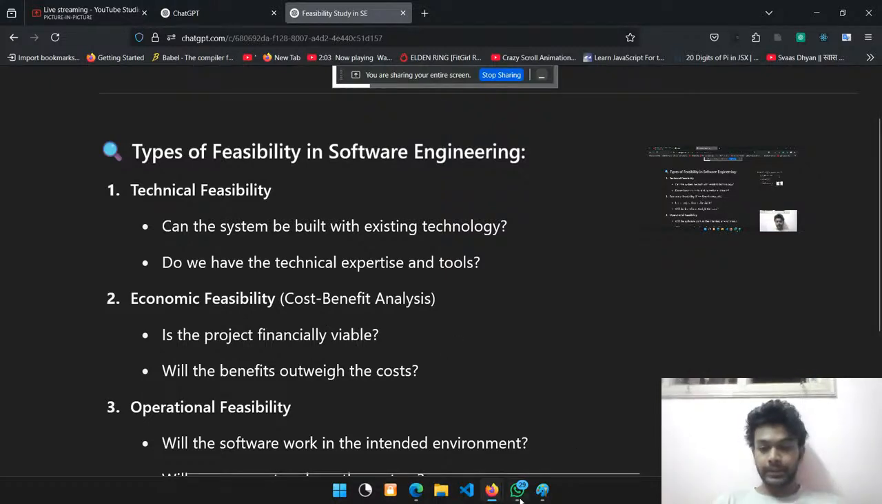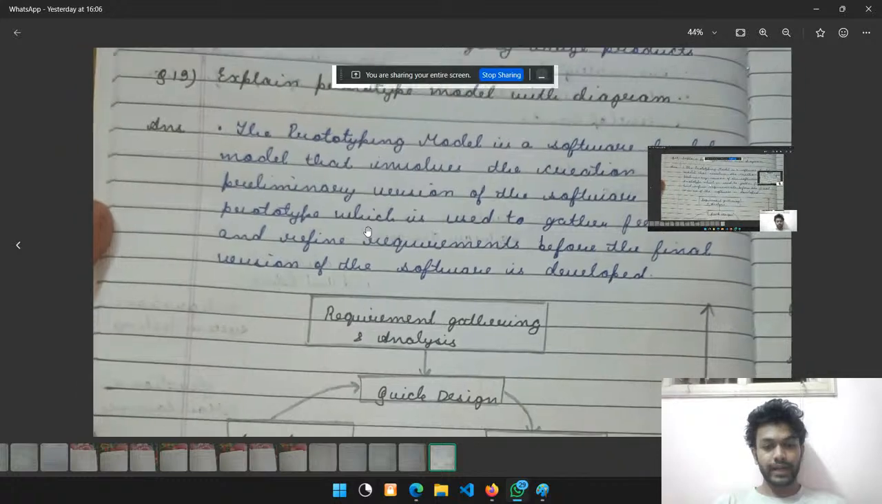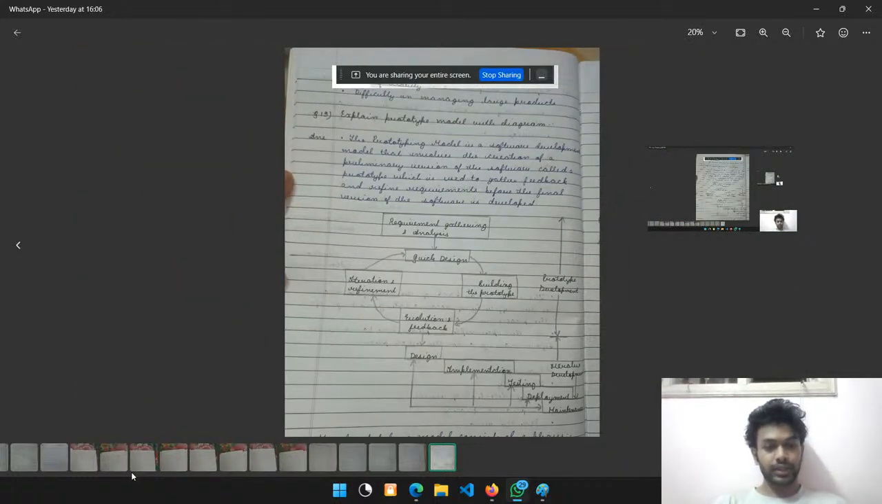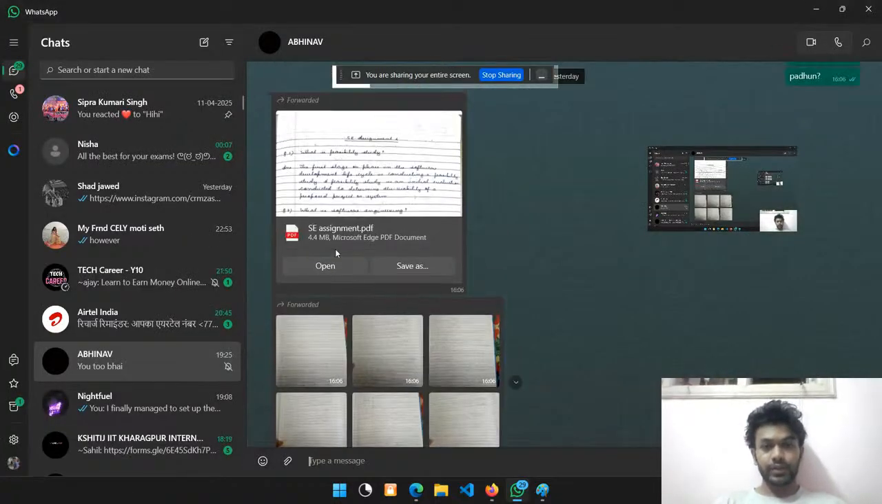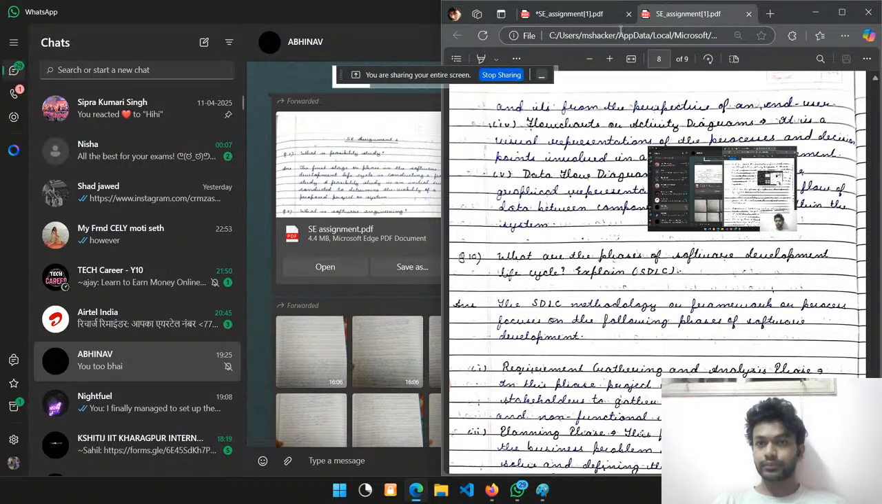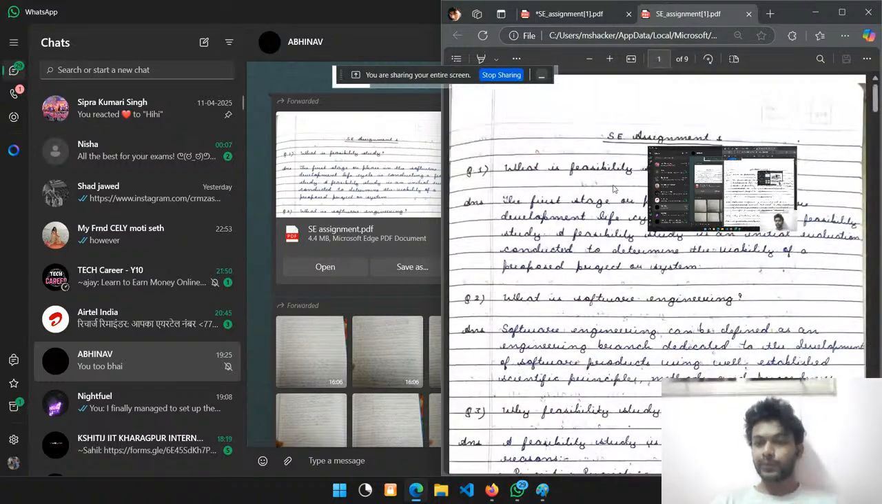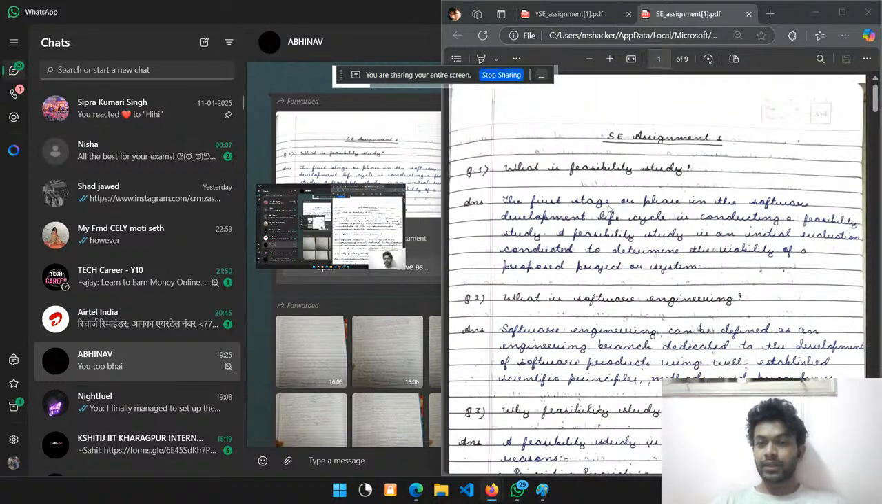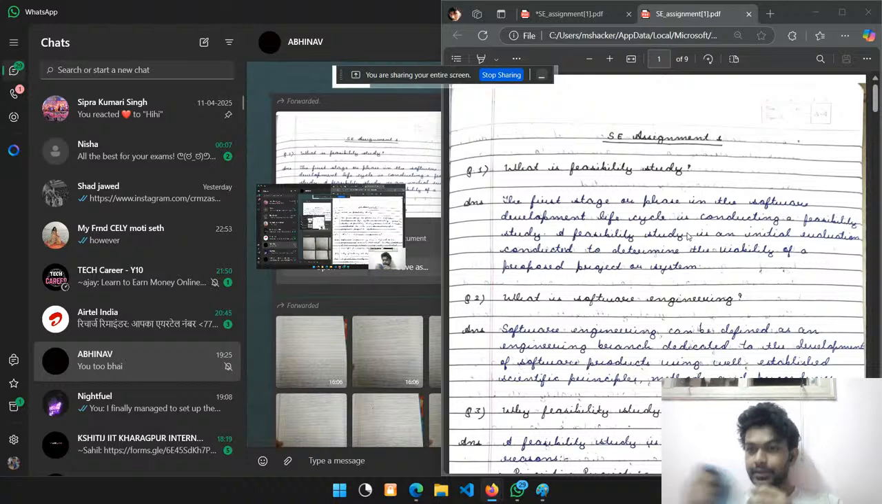Okay, good one. At the same time, we'd like to go back because we have two or three questions to finish. Let's read what this is. The first stage or phase in the software development life cycle is conducting a feasibility study. A feasibility study is an initial evaluation conducted to determine the validity of a proposed project or a system. Okay, we can add it: the first stage or phase of software development.